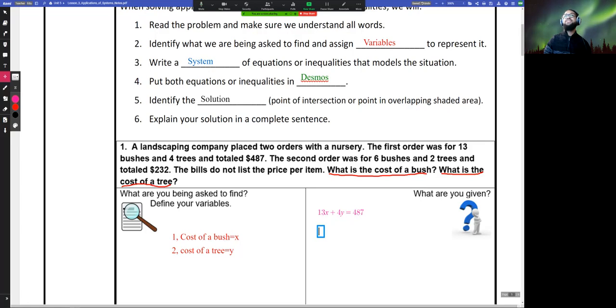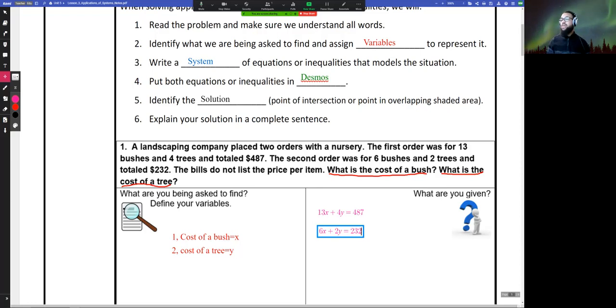Next, we have our second equation. This one says the second order was for 6 bushes and 2 trees. So I have 6 bushes at some cost that I don't know yet, because that's what we're trying to figure out. 6 bushes, so 6X, plus 2 trees at some cost I don't know. So that'll be plus 2Y. And then we have equals. The total cost of that second order was $232, okay?